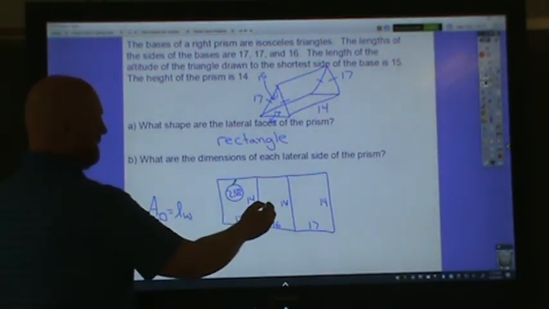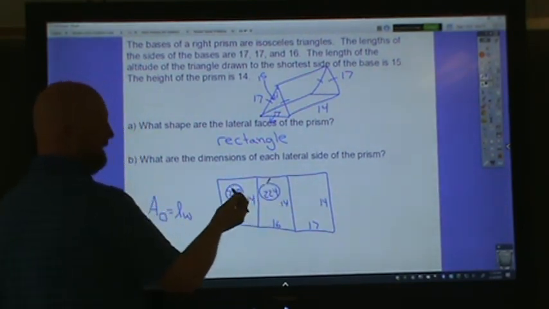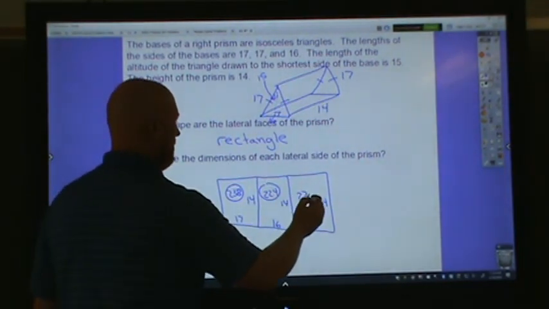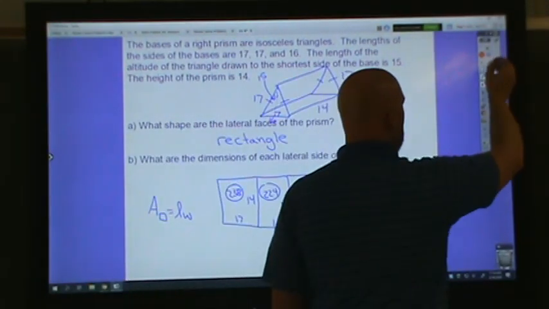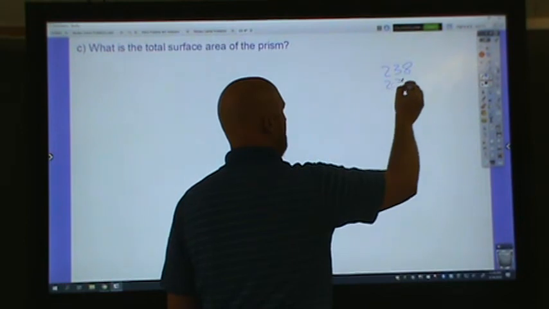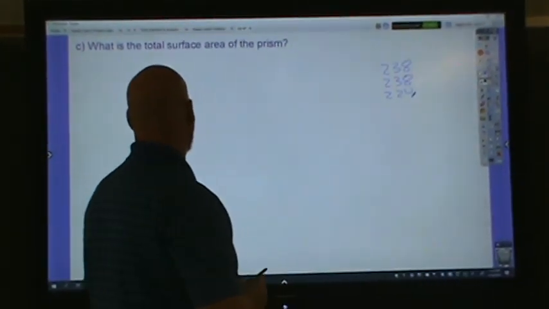And I have 16 times 14, that's 224. And we already have 17 times 14, so that's 238. So I have my 238s and my 224. And then I need the bases.